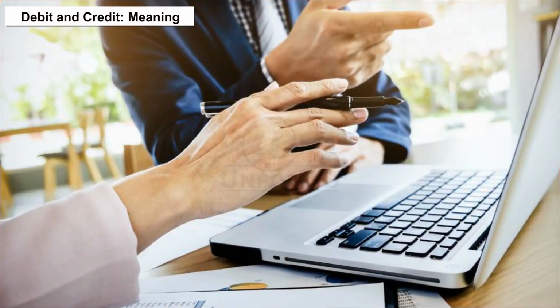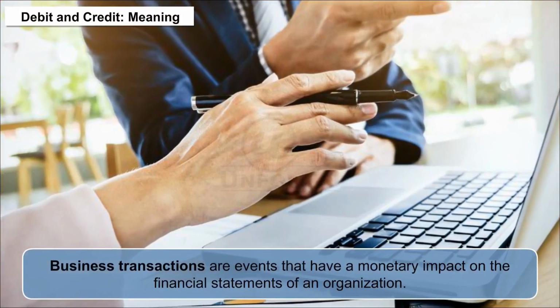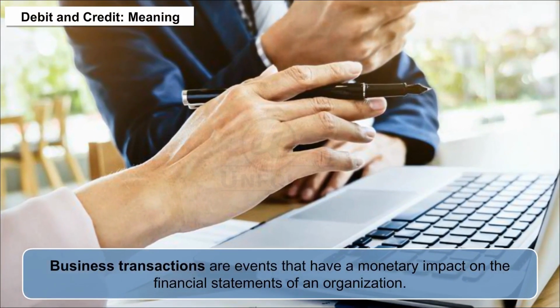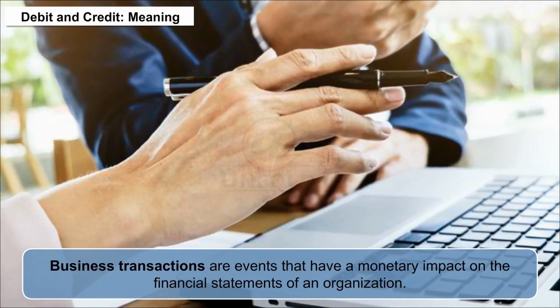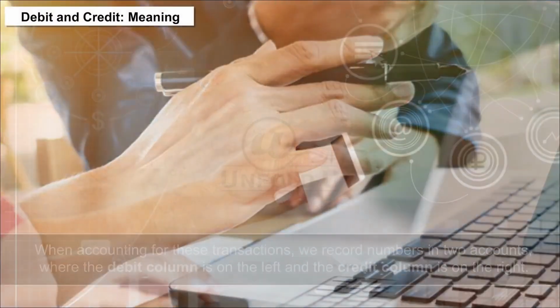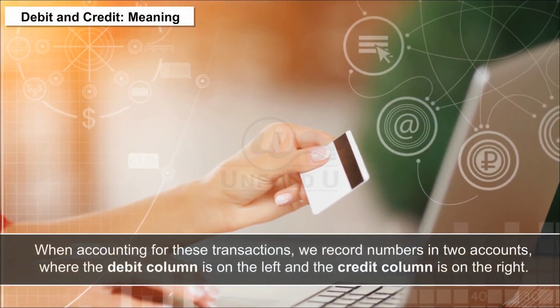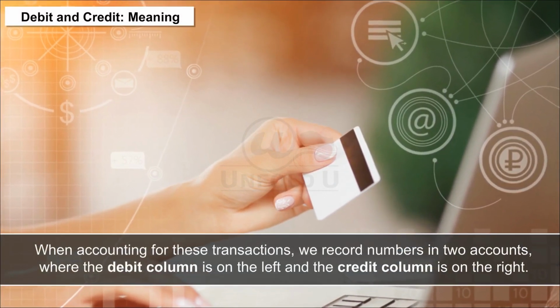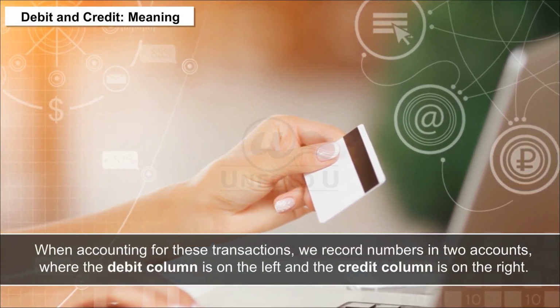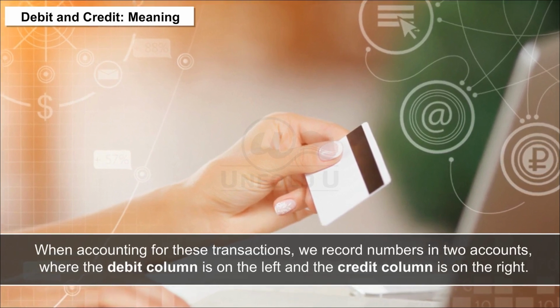Using debit and credit. Business transactions are events that have a monetary impact on the financial statements of an organization. When accounting for these transactions, we record numbers in two accounts, where the debit column is on the left side and the credit column is on the right side.